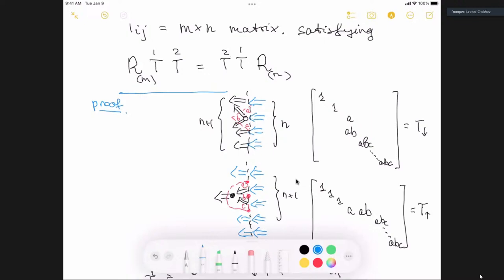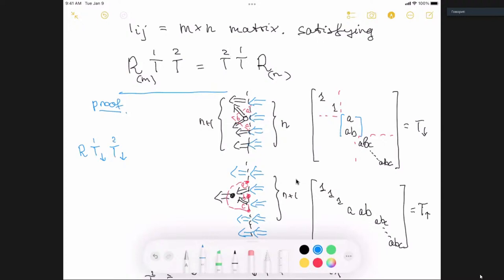So if I have R, T1 down, T2 down, it needs some calculation, but it's not very difficult to show that for this part, the RTT relation will be trivial in a sense. So it will be satisfied identically. So the only non-trivial part to check is for this product A and AB.